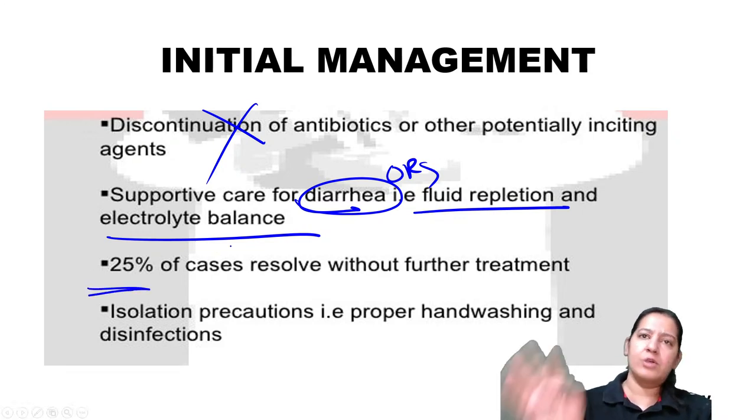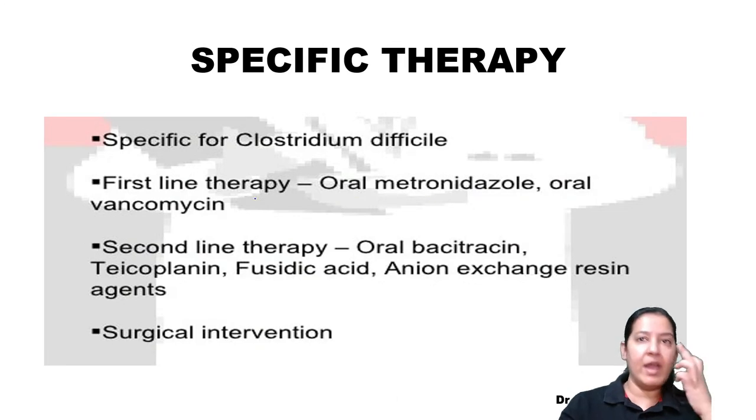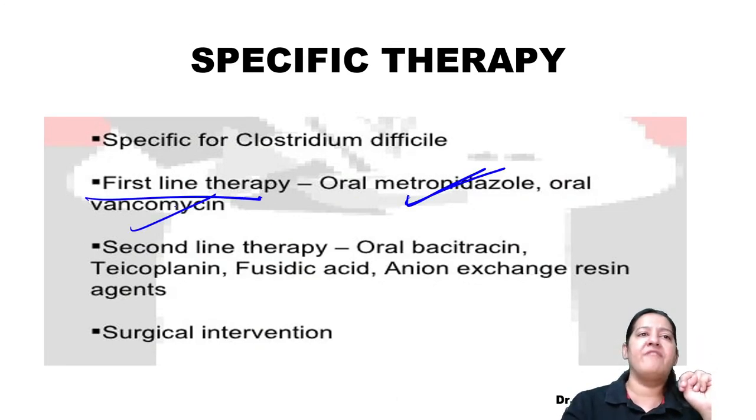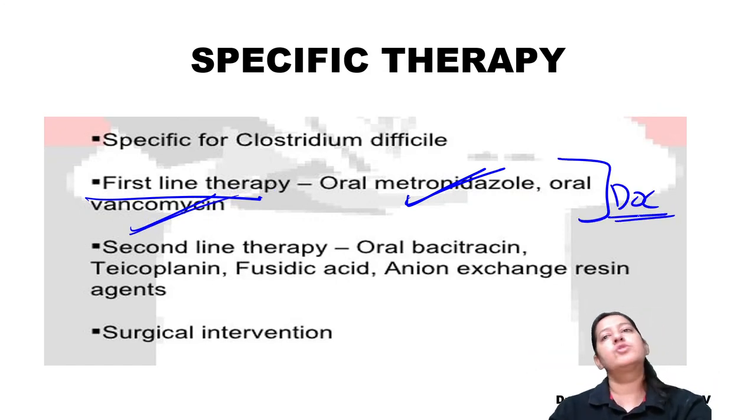25% of the cases resolve with this only: just stop the antibiotic, which is the offending agent, and give ORS for the diarrhea. The remaining patients require first line therapy. For first line therapy, you have to learn two drugs, metronidazole and vancomycin. These two are the drugs of choice for pseudomembranous colitis.